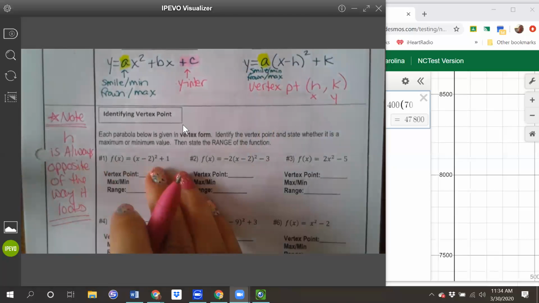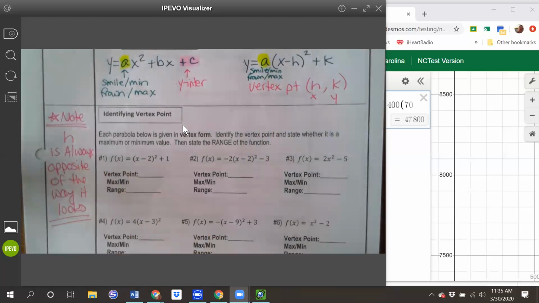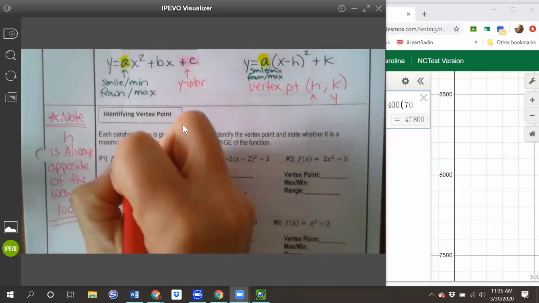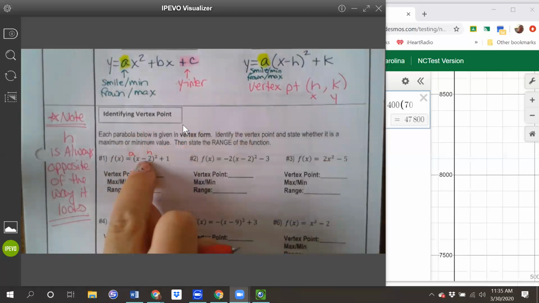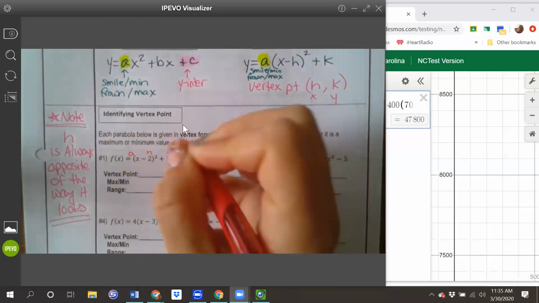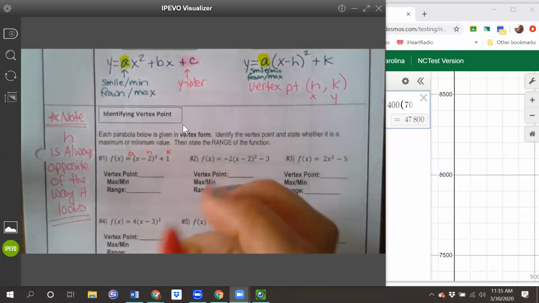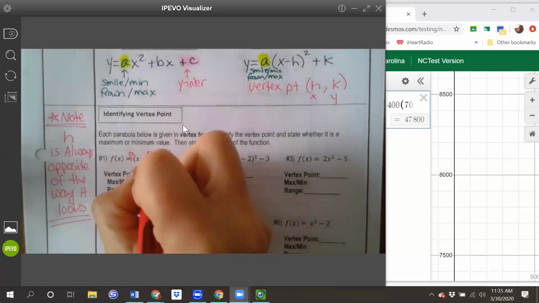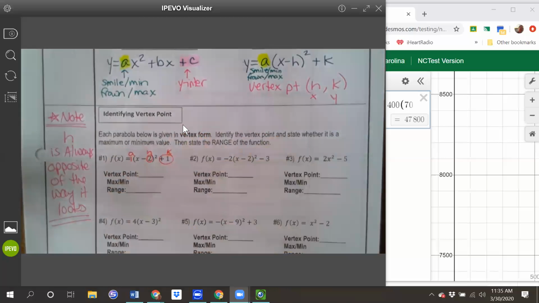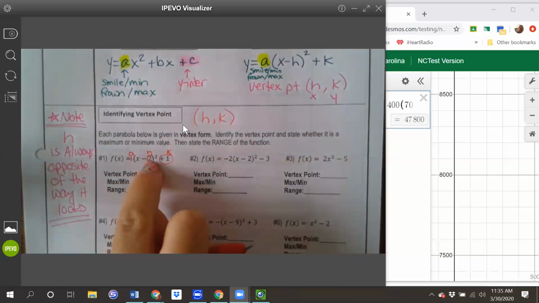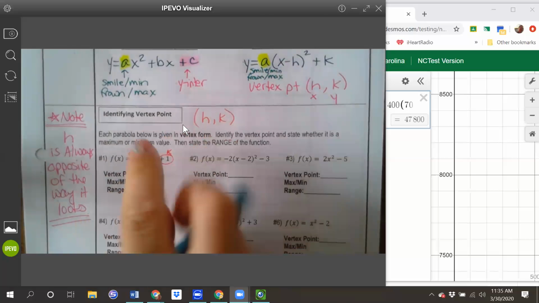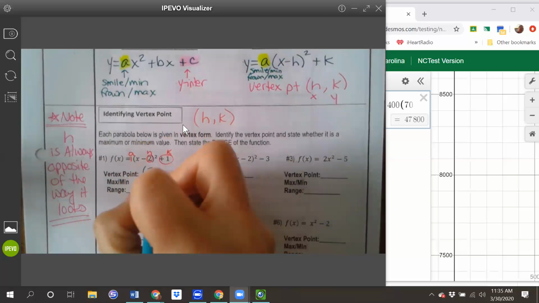So when I look at number 1, I can see the a, h, and k. a is this 1 out in front here. h is not negative 2, it's just a positive 2, it's opposite. And k is a positive 1. So a is 1, h is 2, and k is a positive 1. So my vertex is located at h comma k. The vertex for this is located at positive 2, remember it's opposite, comma 1.